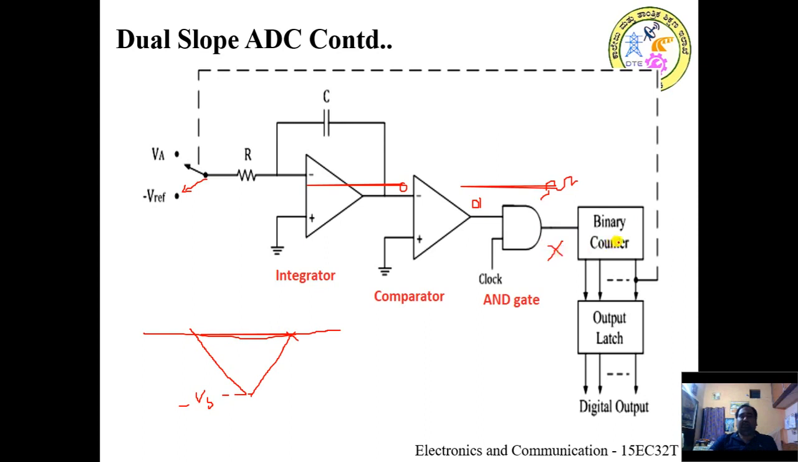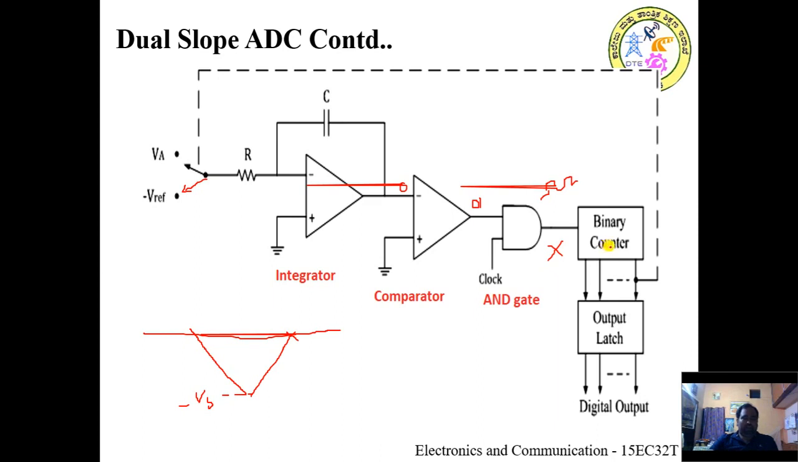So now I can say the binary counter stops the counting operation. As the AND gate is deactivated here, no further clock is applied to the binary counter.